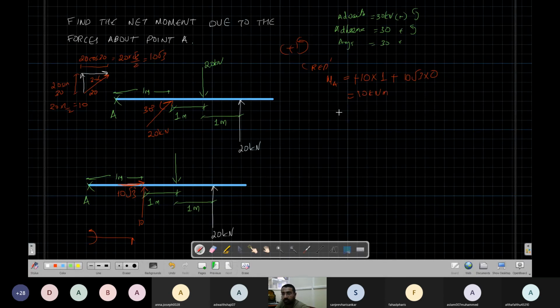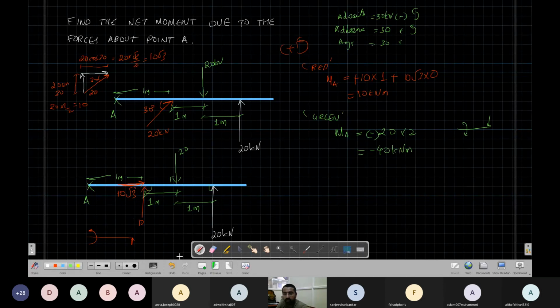Now we will go for the green force. So the green force, moment at A equals, there is only a vertical component, this is 20. 20 times what is the perpendicular distance? 1 plus 1, this is now perpendicular. So 20 times 2. Now what is the sense of the force? It is trying to rotate in the clockwise direction, so it should be minus. So that's minus 40 kilonewton meter.